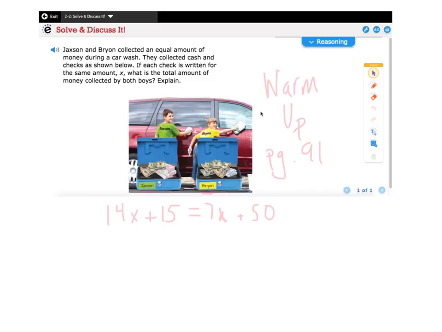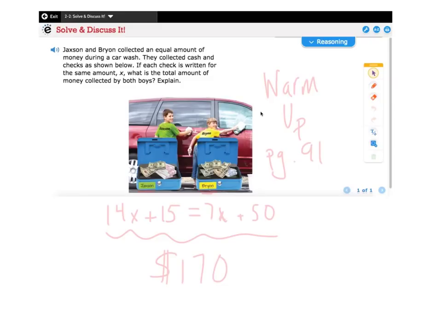So what is the total amount of money that both boys collect? Here is our equation, and maybe you drew a picture or whatnot to figure this out. We can solve this, and maybe you did some guess and check, but at the end of the day it wants to know how much they collected in total. The amount they collected in total would be $170.